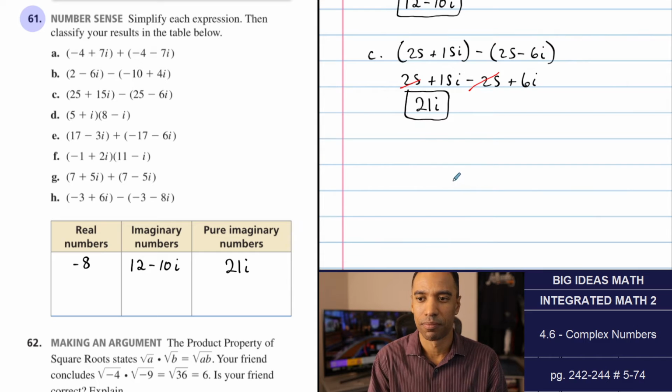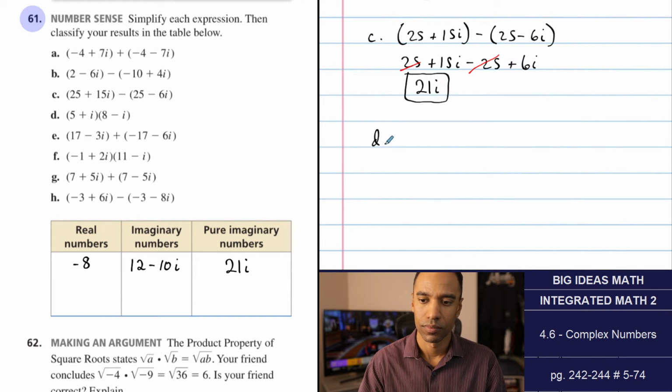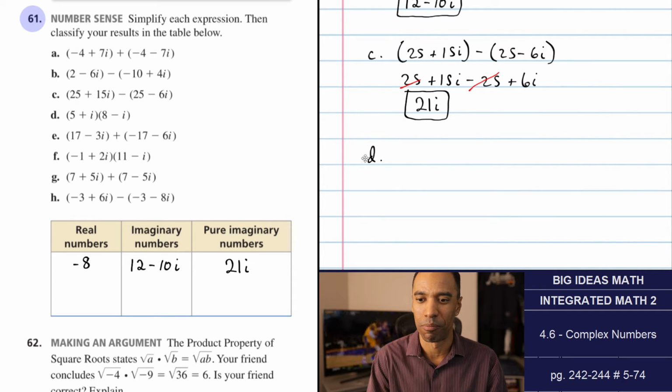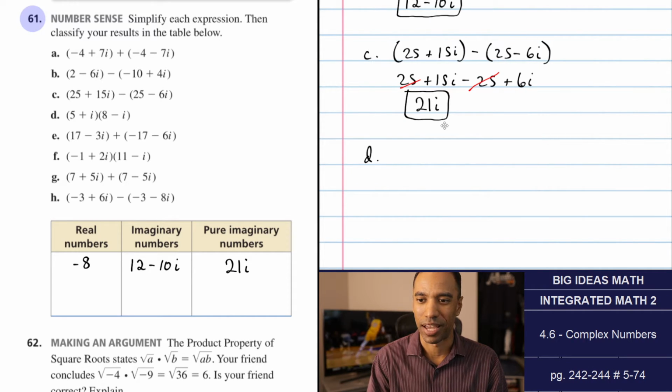All right, part D. My lettering is spacing out more and more. I've got to kind of bring it back. Reel it back in, folks. There we go. A little better.